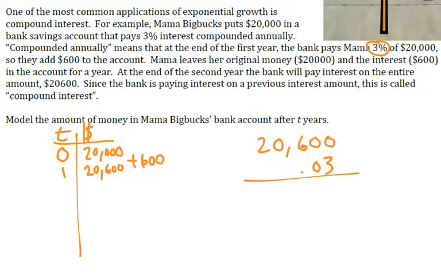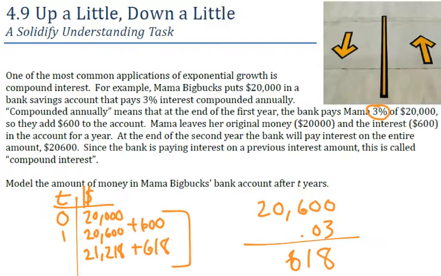So let me get my calculator out. We've got that. 20,600 times 0.03 would be 618. So we'd add 618 to that. So that would be 21,218. Oh my goodness. Now, if we look at this, this is definitely not arithmetic, right?